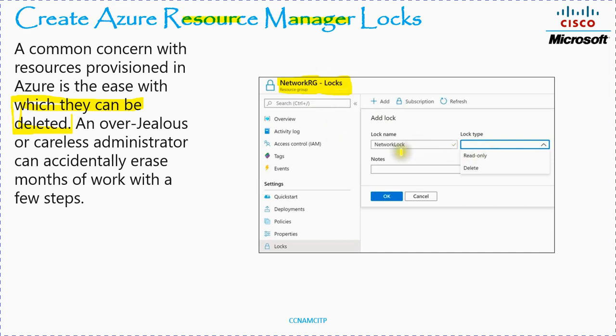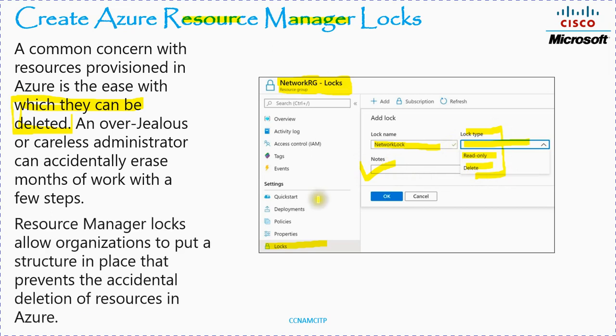So you can see here, you can find Locks. You can search, see Locks, and then add it. It will ask you to give a lock name, and you have to give the type, like read only or delete. So there are basically two types of lock, read only and delete, and if you want to put any notes you can put them here. Okay, and let me tell you a little more.